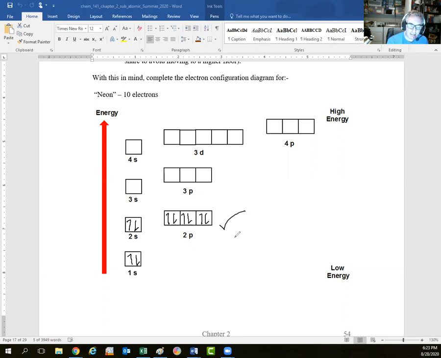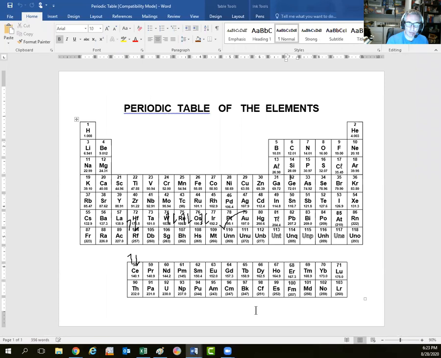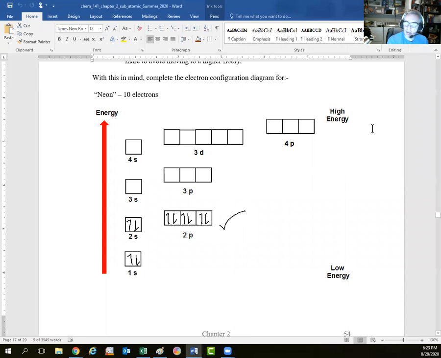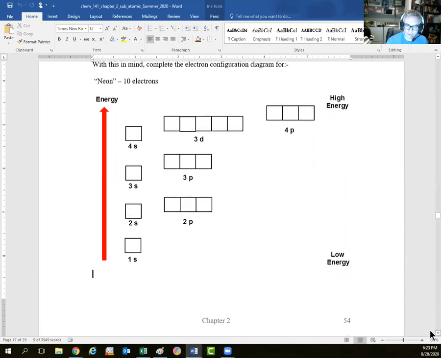So we've completed the second shell just as we have reached the end of the second row of the periodic table. That's not a coincidence. If we look at argon, which is the next example we have to do, we can clear this and move across the page to the diagram for argon that we've got in our notes.